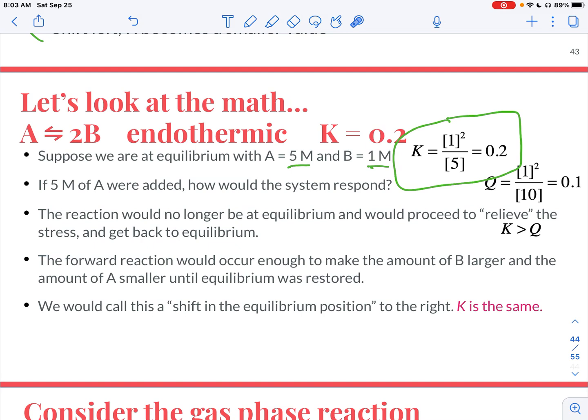So the forward reaction would occur to make this go up and this go down so that we get to our 0.2 equilibrium again. So that's the math behind the answer that we already figured out. You can easily do that since you already know Q. If you have the kind of brain that really wants to focus on the numbers and the math, you can figure out Q and use that information, okay?